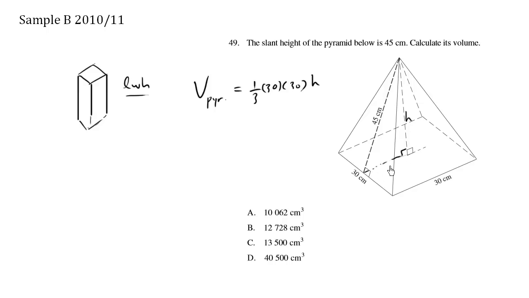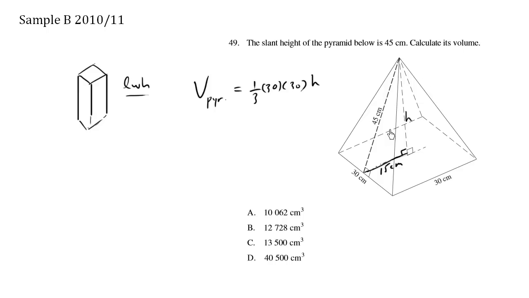Now let's take a look at this bottom length of this triangle here. The bottom length is halfway across. So we know that the full length of the square is going to be 30 centimeters. So halfway will be 15 centimeters. 15 centimeters. We have 45, 15. This is a right angle triangle. We can use the Pythagorean theorem to solve for h.